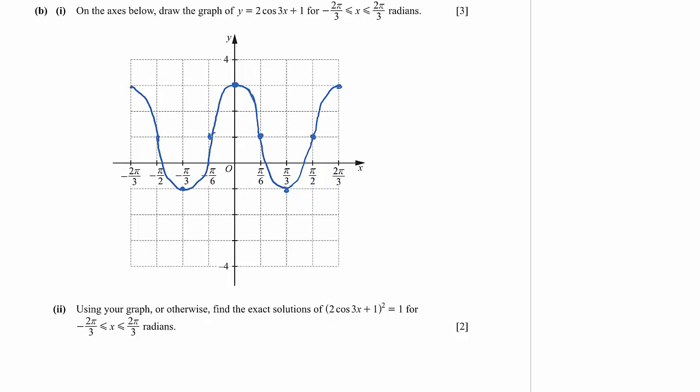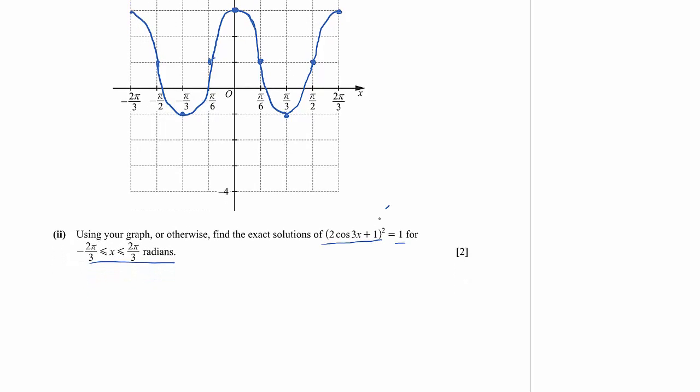Now, using the graph or otherwise, find the exact solutions of (2 cos 3x plus 1) squared equals 1 in this region. Well, if you square 1 or -1, you get 1. So it's saying 2 cos 3x plus 1 is equal to 1, or 2 cos 3x plus 1 is equal to -1. And we can certainly read those from the graph.